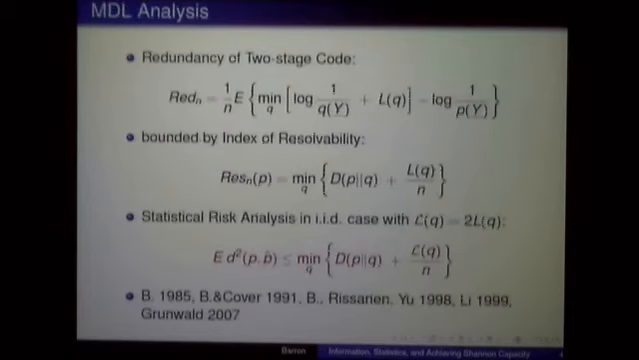Okay, so how do we analyze minimum description length? We want to analyze it both in its redundancy and in its statistical risk, and we want to see to what extent the same tools arise. So in its redundancy, that's the expected difference between its minimum 2-part code length and log 1 over p. And a clean, simple upper bound is that an expected minimum is less than or equal to a minimum of expectations. And when you use that, that identifies the index of resolvability as an upper bound on the redundancy.